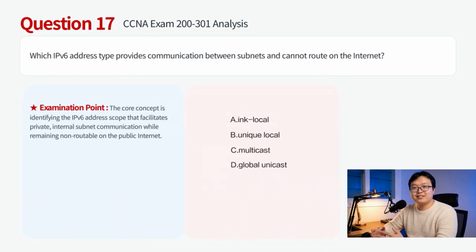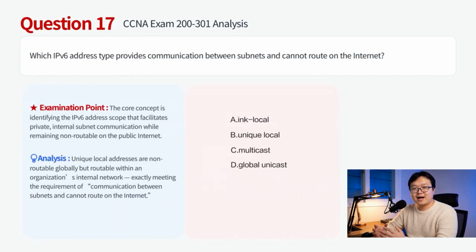Unique local addresses, ULA, are private IPv6 addresses that allow communication between subnets within an organization. They are not routable on the public internet, making them suitable for internal use. Therefore, this question chooses B.